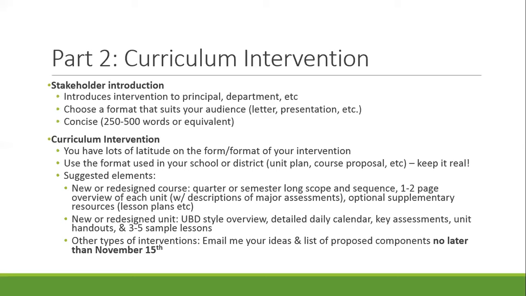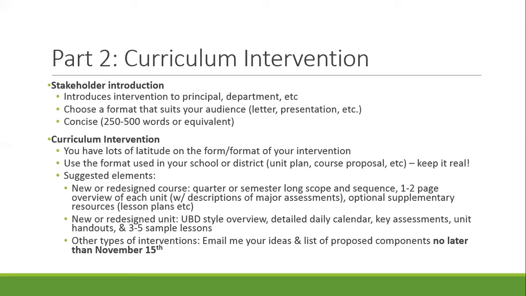If you're thinking about a new or redesigned unit, you might have a UBD style overview, a detailed daily calendar, copies of your key assessments, some of the unit handouts, 3 to 5 sample lessons. Again, think about the ways that this information would be used. What would you hand to the other teachers in your grade level team if you're thinking about aligning together?